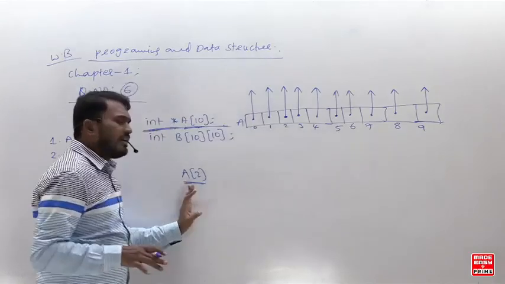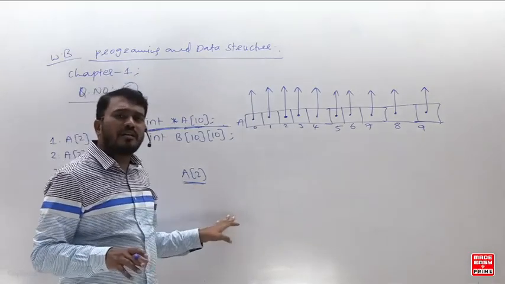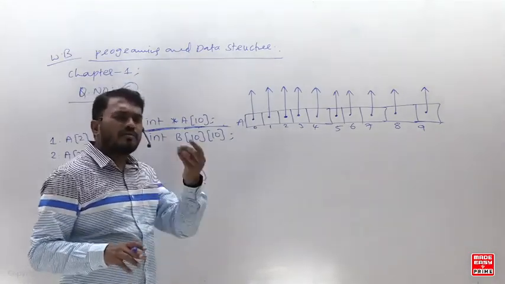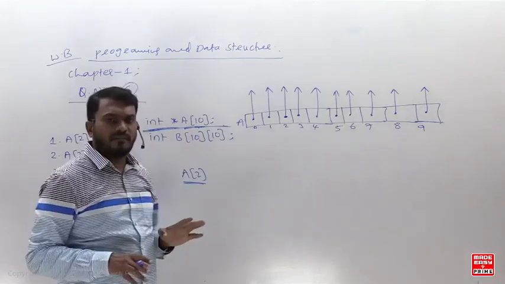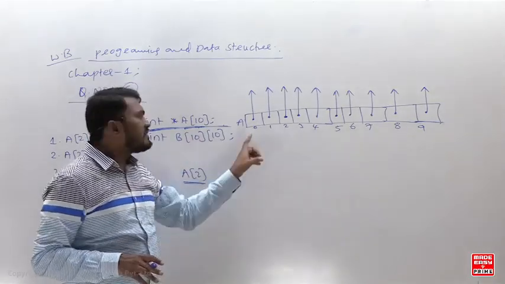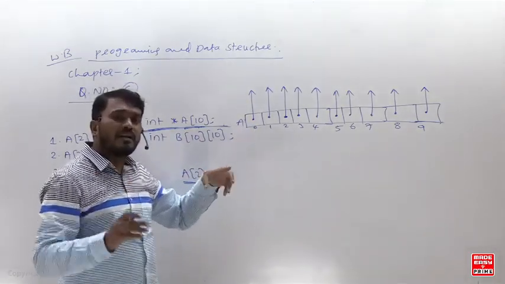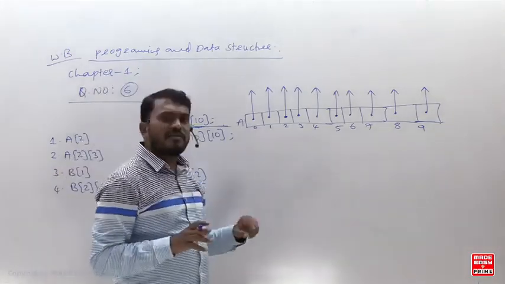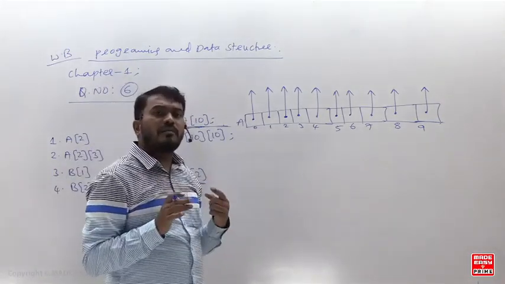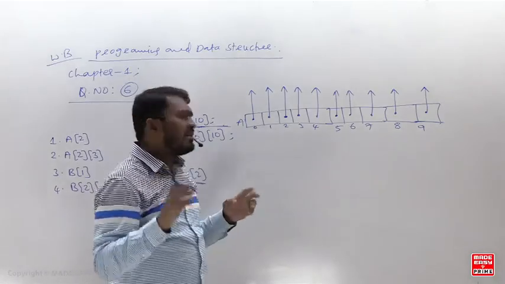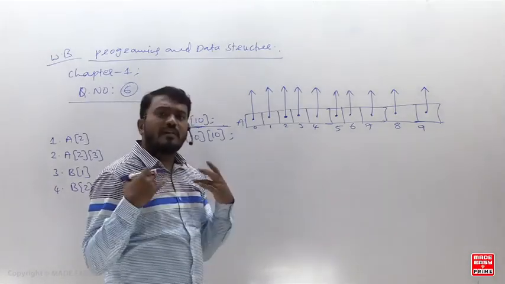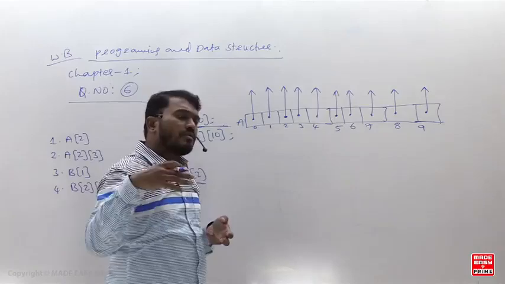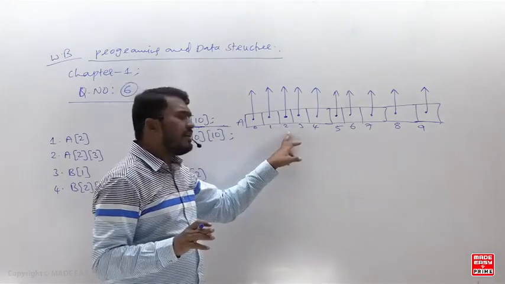What is a of 2 saying? a of 2 is saying that I am the pointer variable, you can store the address of any integer, I will take it. a of 0 is also saying the same thing: I am the pointer variable, you can store the address of any integer. a of 1 also says the same, I am the pointer variable of type integer, you store any integer address. a of 2 says the same. So okay, it is saying that.